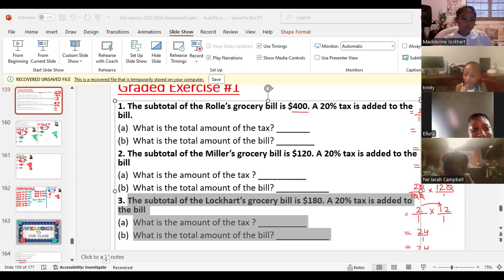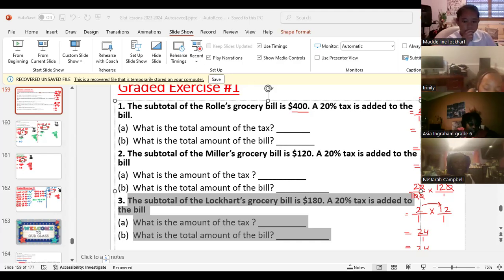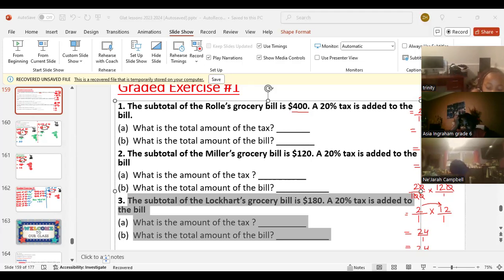7.5%. Oh, I'm not going to get that right. No, don't say that, Asia. It's a good thing. I already knew I was going to fail my exam. Legacy, please don't say that. What is 7.5?